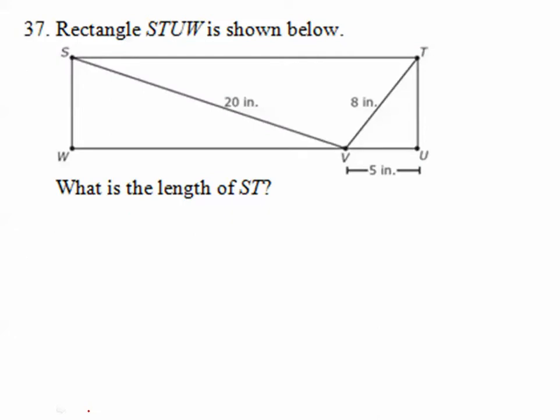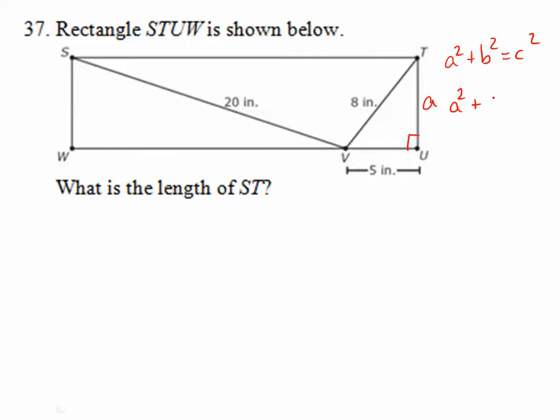37. Rectangle STUW is shown below. What is the length of ST? To solve this one, we're going to have to work several problems to figure out how to get this length, because I need to solve for this length of this right triangle, which I already have is 5, and I also need this length of this right triangle, and I can't get that until I get this length. But I can use this side to get that length. I can call that A. Here's a right triangle, so a squared plus b squared equals c squared.